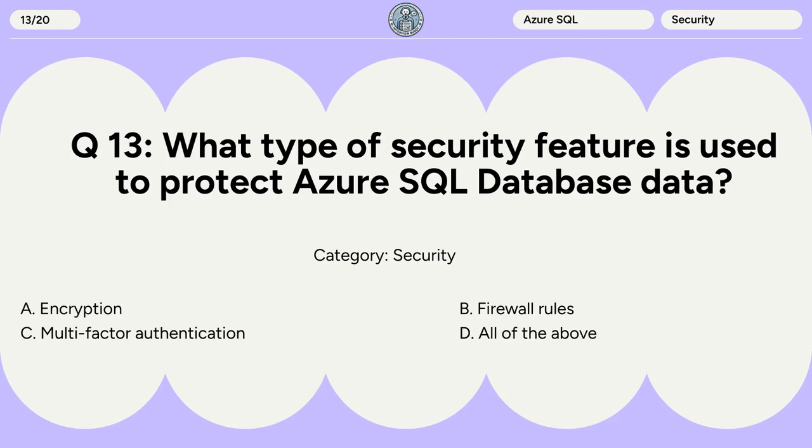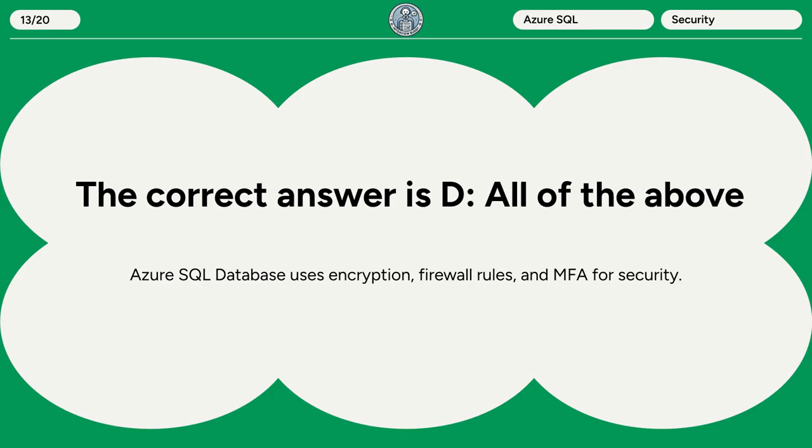Question 13. What type of security feature is used to protect Azure SQL database data? A. Encryption. B. Firewall rules. C. Multi-factor authentication. D. All of the above. The correct answer is D. All of the above. Azure SQL database uses encryption, firewall rules, and MFA for security.